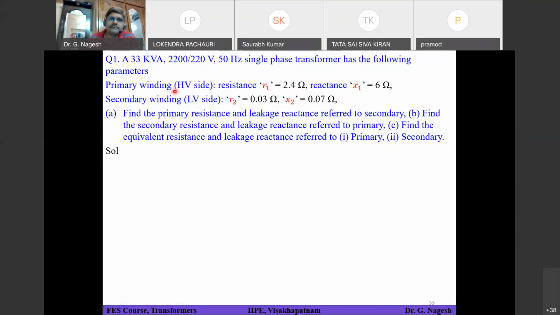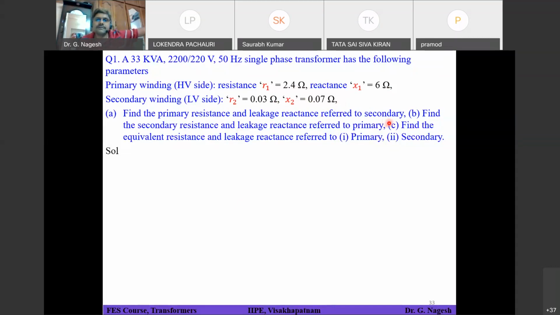Primary winding, that means HV. Primary HV side resistance R1 is given as 2.4 ohms. Reactance X1 is given as 6 ohms. Secondary winding, LV side resistance R2 is given as 0.03 ohms and X2 is given as 0.07 ohms. Right. Now the question is, find the primary resistance and leakage reactance referred to secondary.